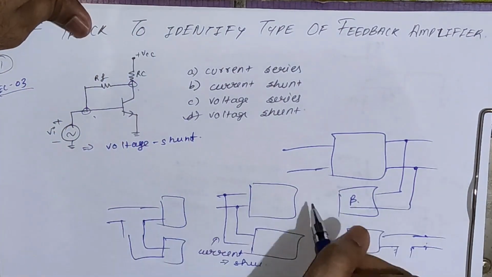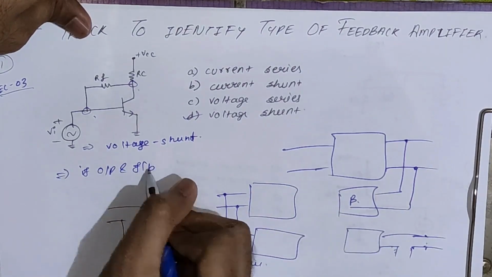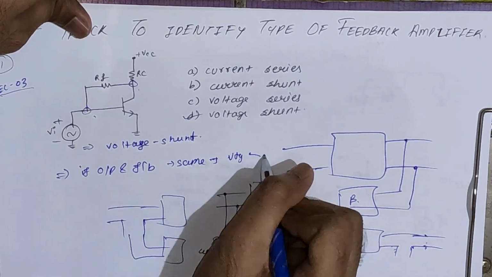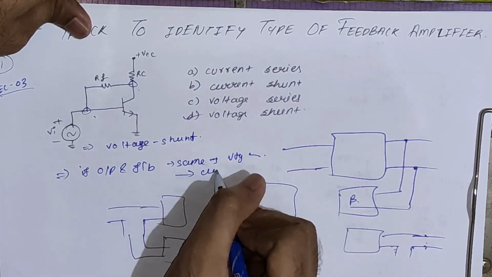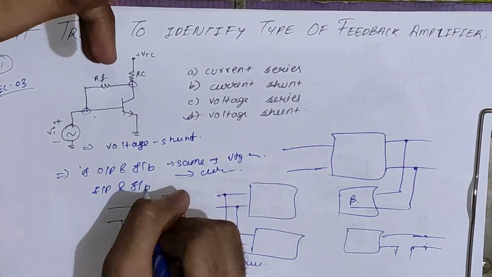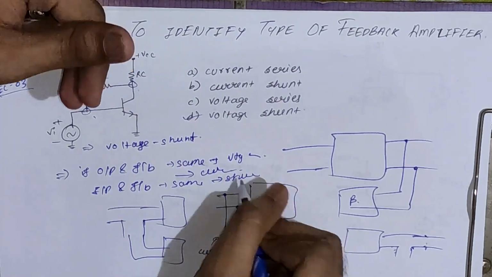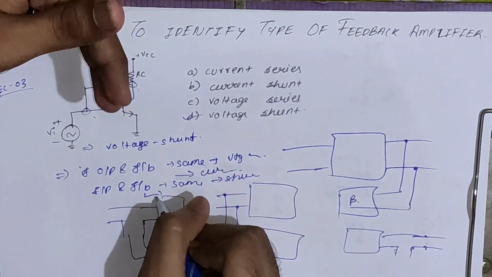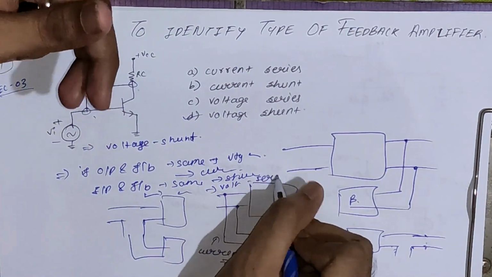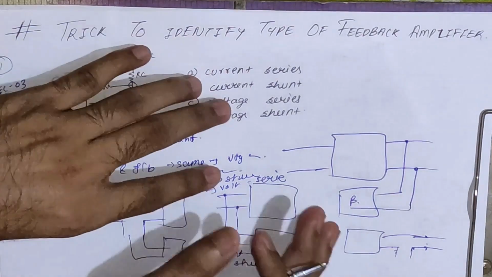Okay, so from this discussion what we can conclude is, if output and feedback are the same, then we will say it is voltage sampling, and if it is different, then we will say it is current sampling. If input and feedback are the same, then we will say it is shunt mixing, or basically current mixing, and if it is different, then we will say it is voltage mixing or series mixing. So from only this we can identify any type of feedback amplifier. So let's see this in the sum.